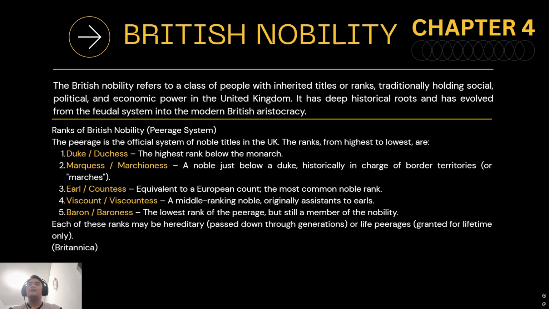Viscount and Viscountess, a middle-ranking noble, originally assistants to earls. And then there is Baron and Baroness. This is the lowest rank of the peerage, but still a member of nobility. Each of these ranks may be hereditary, passed down through generations, or life peerages, granted for lifetime only. Britannica.